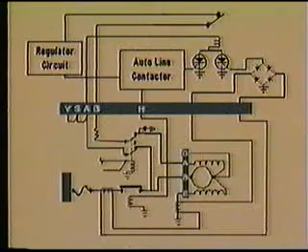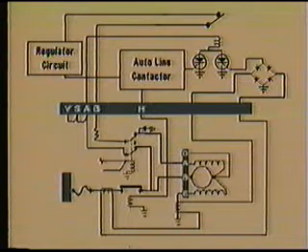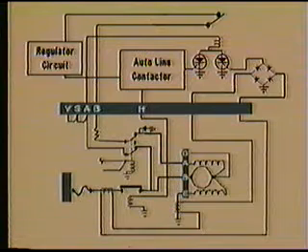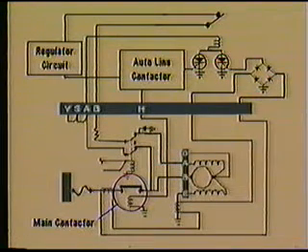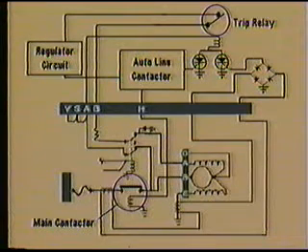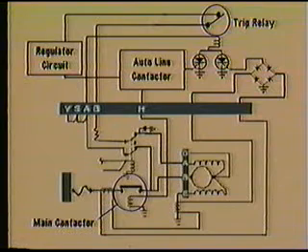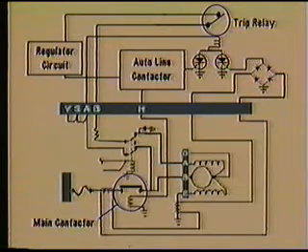The generator protection system consists of the previously discussed auto line contactor circuit and the feeder fault circuit. The auto line contactor circuit can open the main contactor relay, which will disconnect the generator from the aircraft bus system. The feeder fault circuit controls the tripping coil of the trip relay, which interrupts the field current being supplied to the A-lead of the generator.